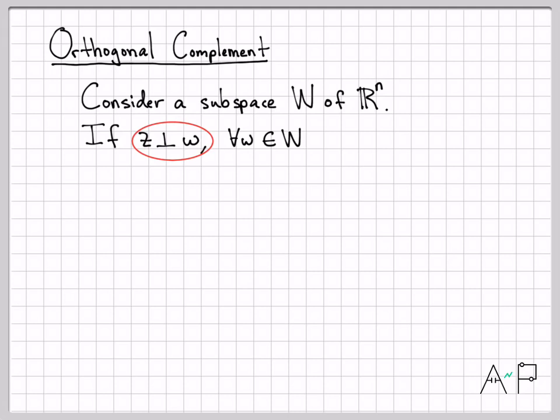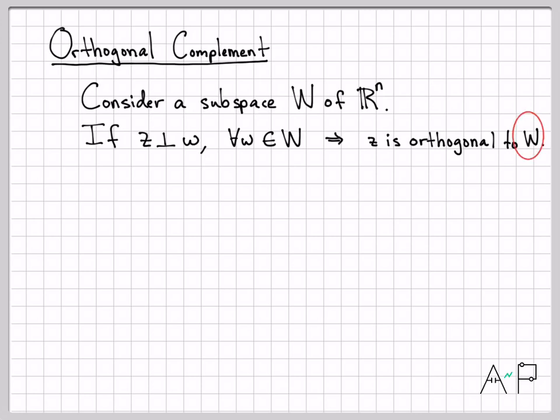That's how you read that. z is orthogonal to little w for all elements of the subspace capital W. So this vector z is orthogonal to everything inside of capital W. So we would say that z is orthogonal to W. So that's a little bit different.